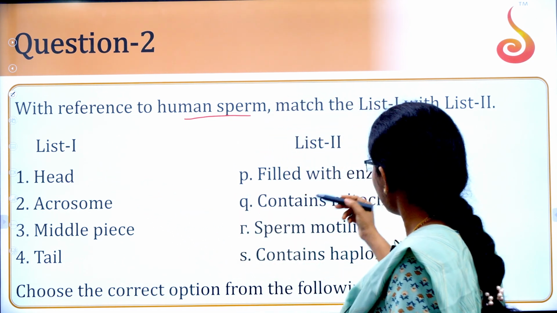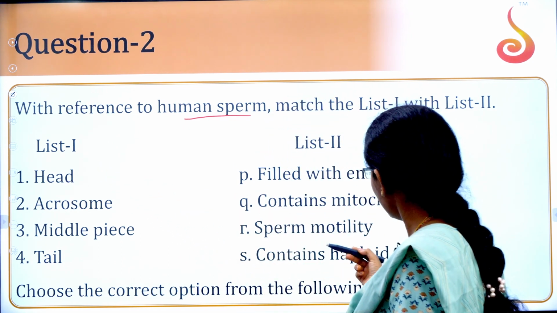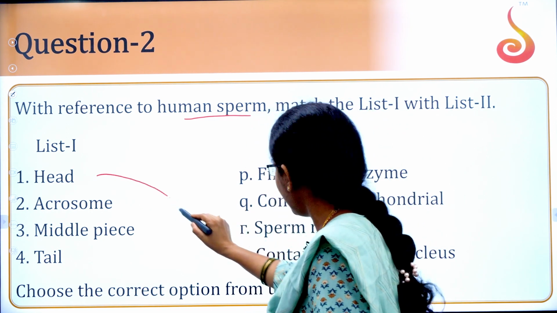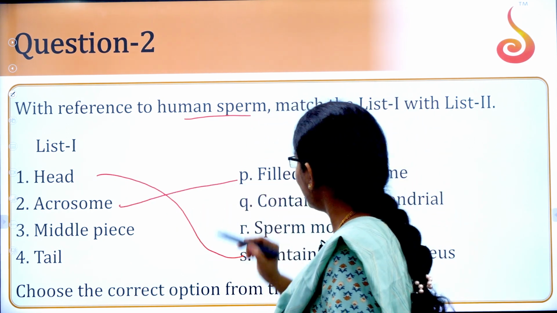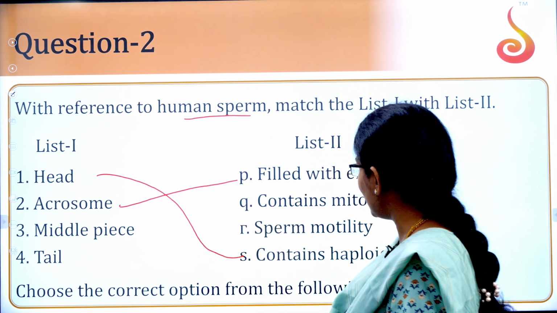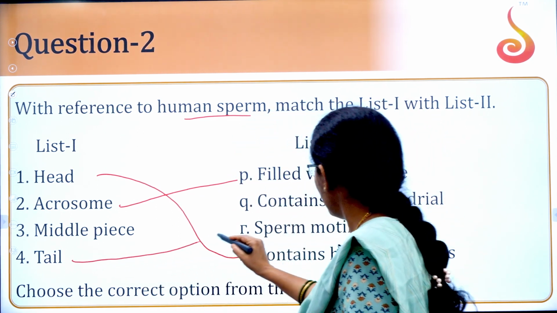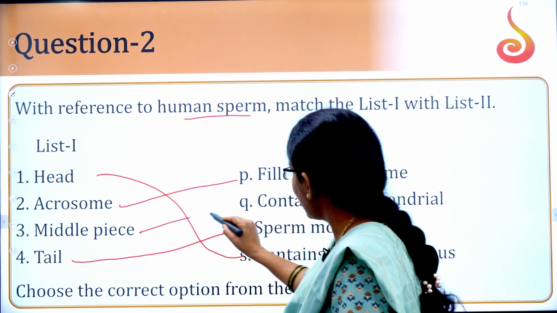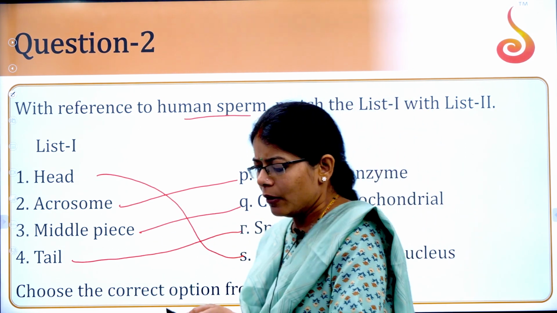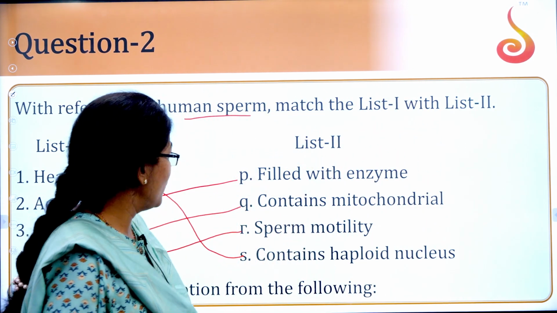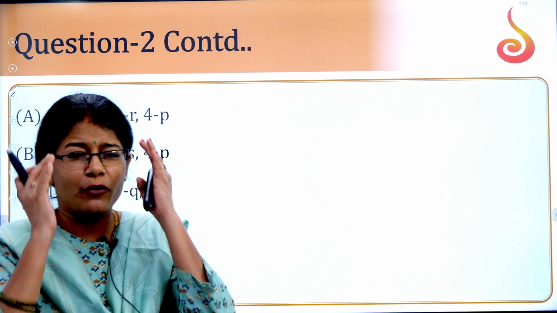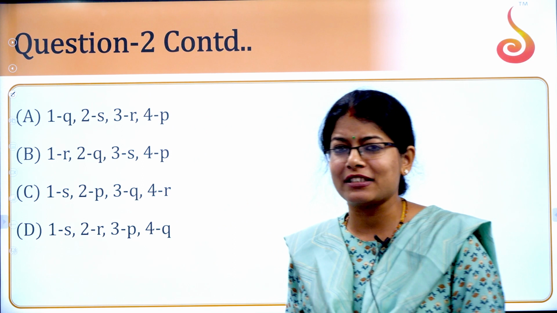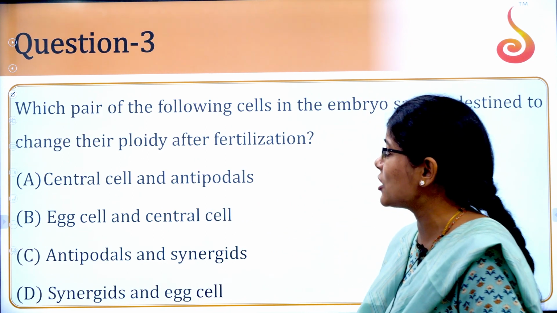Head contains the haploid nucleus. Acrosome is filled with enzymes. Middle piece contains mitochondria, and tail is for sperm motility. You match these and find out whether the answer is A, B, C or D. Okay, now go to the next question.